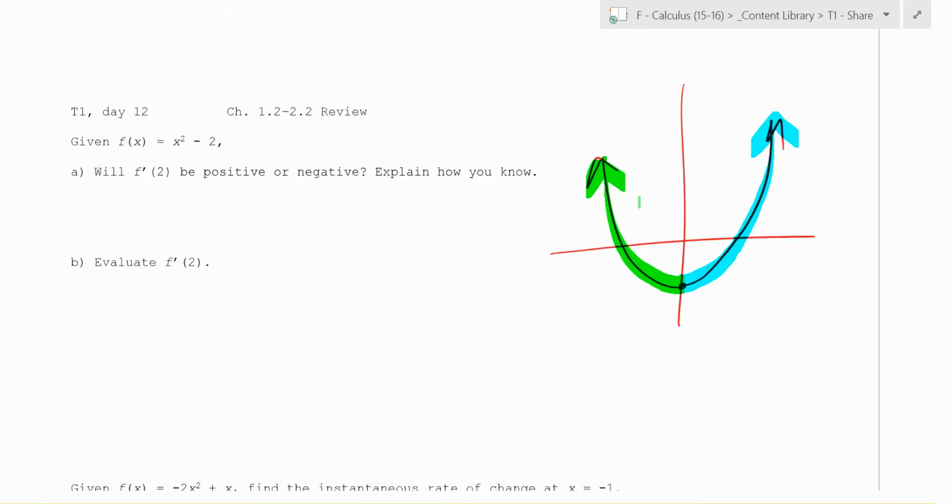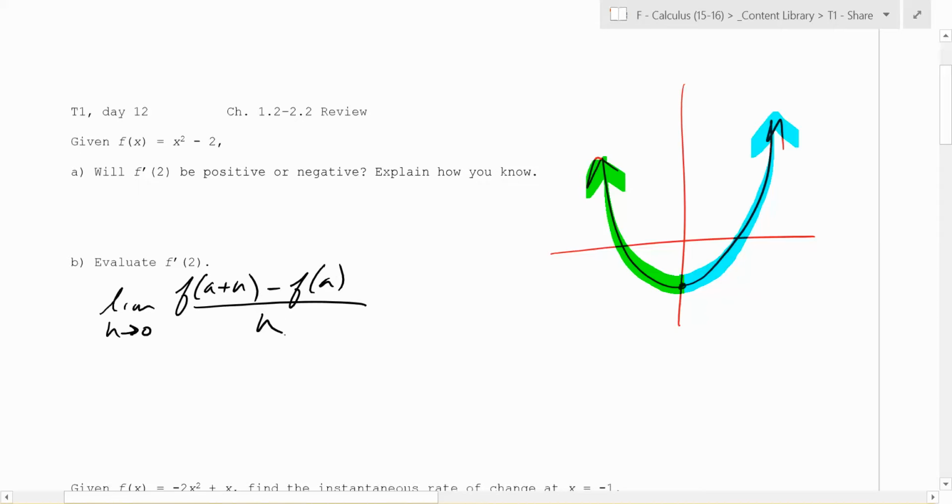How do we evaluate f prime of 2? We use the limit definition, and what I would love you to do every single time is literally write down limit as h goes to 0 of what? f of a plus h minus f of a, all over h. Write that down and start there.